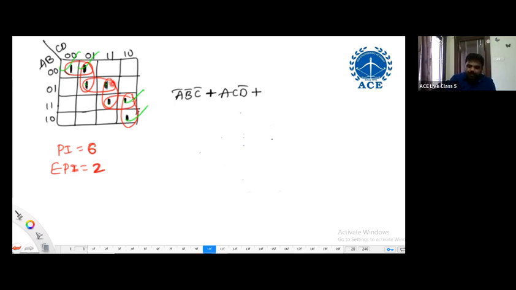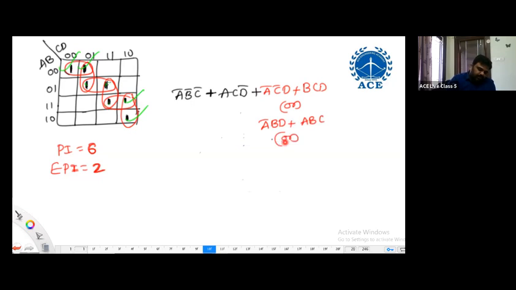This plus this, second possibility. This plus this, third possibility. All these three will be having the same complexity. Check it correctly. So this plus this one is what? A bar, C bar, D, plus this one is what? B, C. Or other possibility. What is this plus this? This one is what? A bar, B, D, plus this one is what? A, B, C.